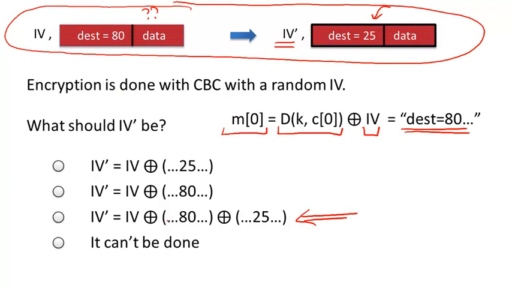It's pretty easy to see that the attacker simply takes the original IV and XORs it with a bunch of zeros, then 80, then zeros, and then 25 in the appropriate place, namely in the port bytes in the encrypted packet. Then when this new IV prime is sent along with the original ciphertext, the original ciphertext would decrypt to port 80, but now the new IV will cancel out this 80 that would be obtained in the original plaintext, and then by XORing with 25, the destination now becomes 25.